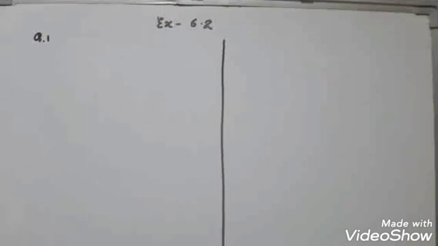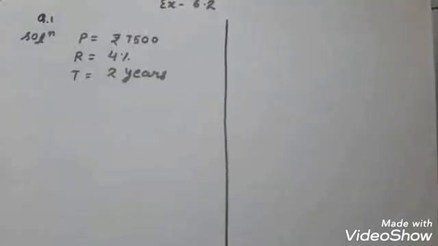Students, I am reading the question. Listen the question carefully. Find the compound interest on rupees 7,500 at 4% per annum for 2 years compounded annually. In this question, we are going to calculate compound interest. We have principal rupees 7,500, rate 4% per annum and time 2 years. So for calculating compound interest, first we need to calculate simple interest for 1 year.